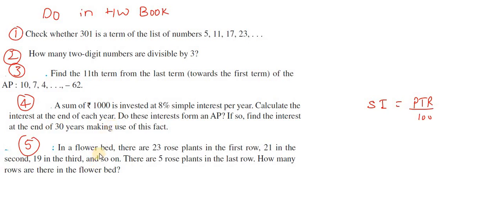And this one is also easy. In a flower bed there are 23 rose plants in the first row, 21 in the second, 19 in the third, and so on. So 23, 21, 19 forms an AP. There are 5 rose plants in the last row, so the last a_n is equal to 5. So you need to find n. I hope all of you will do this. Then do all this in the homework book, and the remaining problems, 17, 18, 19 and 20, in the classwork. I hope all of you will do this. Okay, have a nice day, take care, bye.